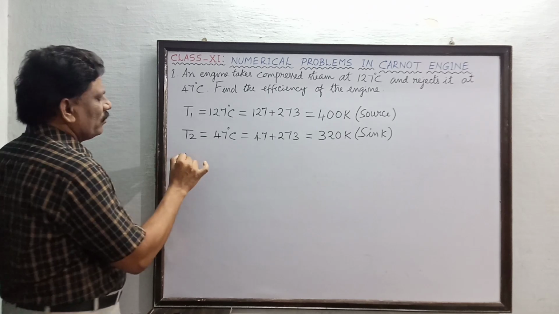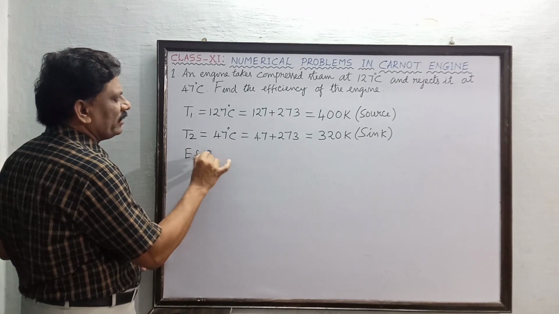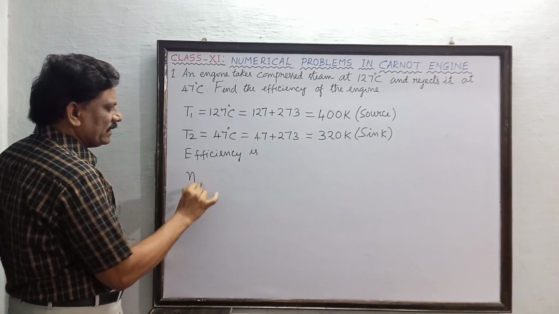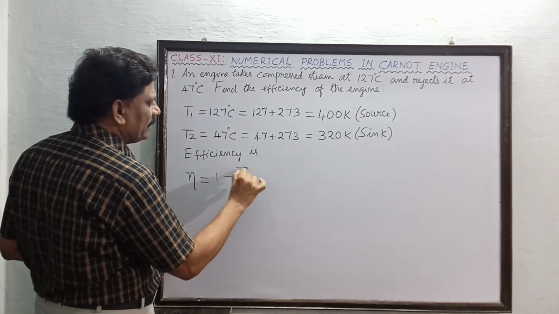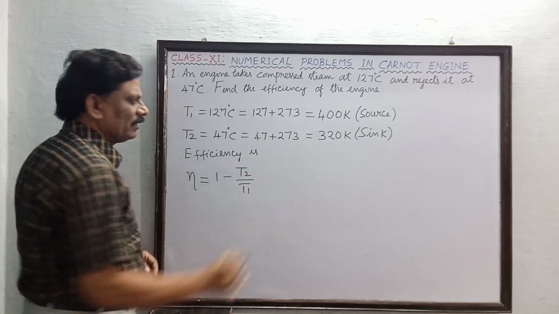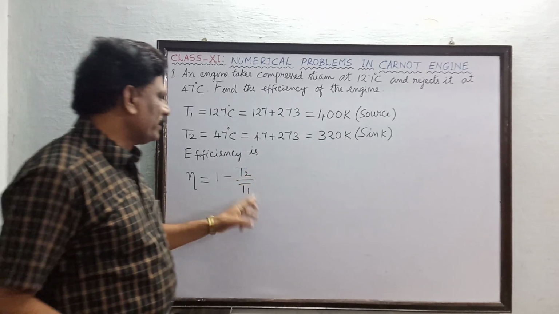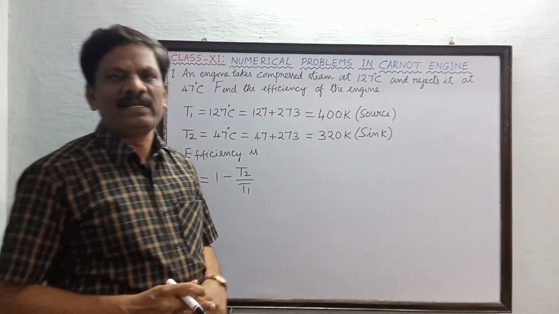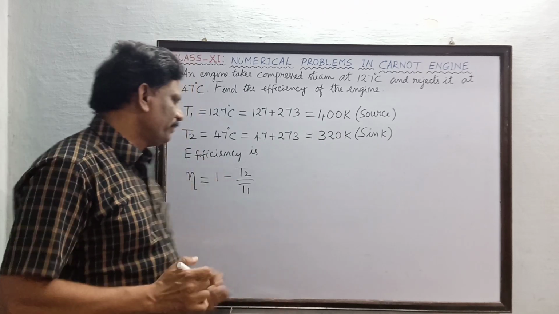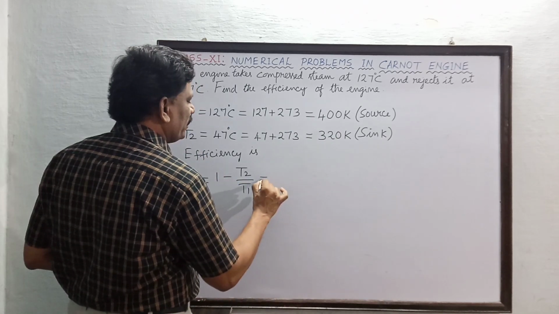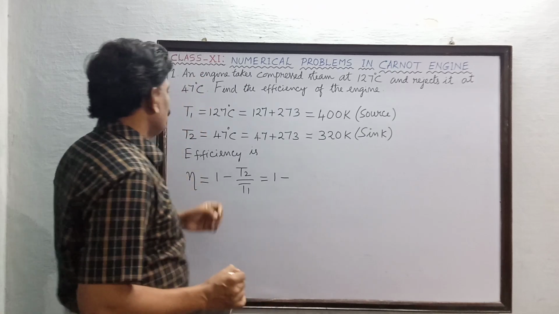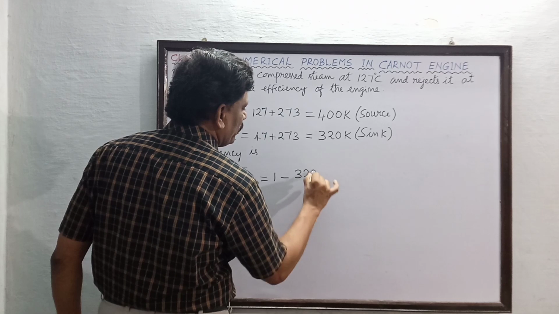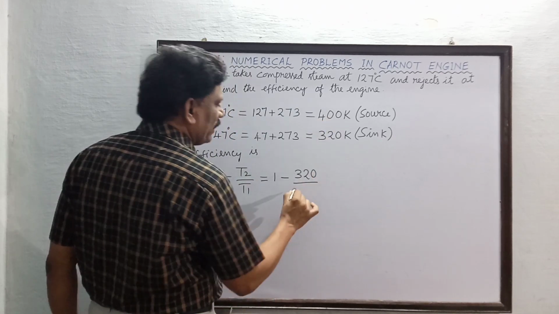Now the efficiency of the Carnot engine is given by the formula, that is, eta is equal to 1 minus T2 by T1. Preferably, these two temperatures must be expressed in Kelvin in Carnot engine as well as the refrigerator numerical problems. So I am going to substitute. So this is equal to 1 minus, T2 is 320, so 320 divided by 400.